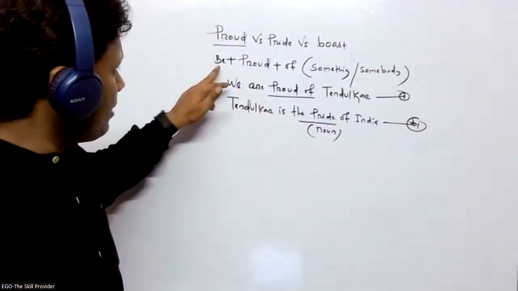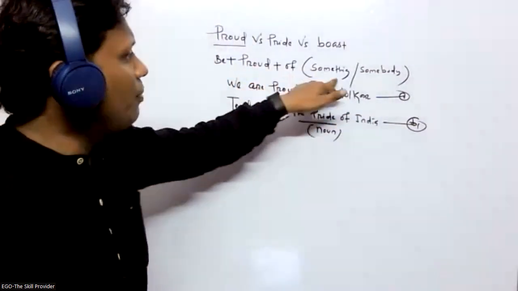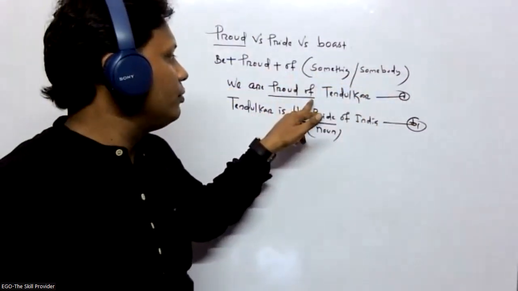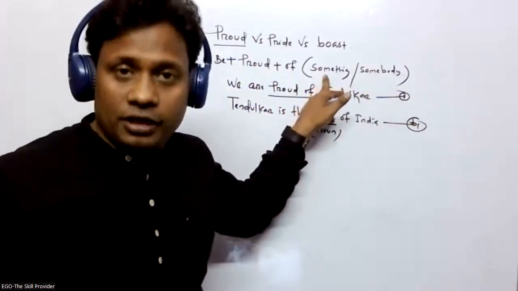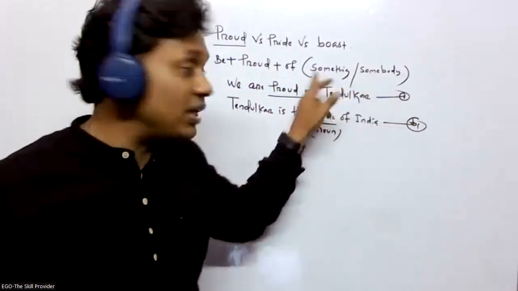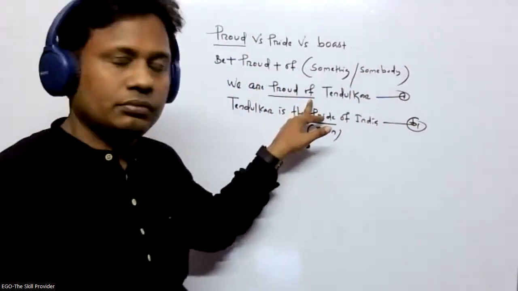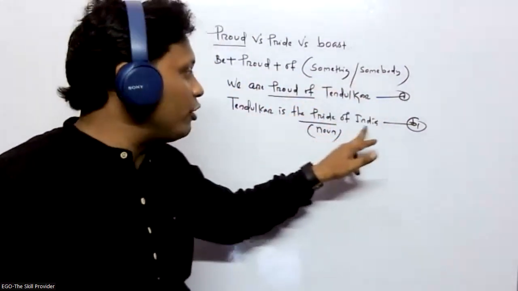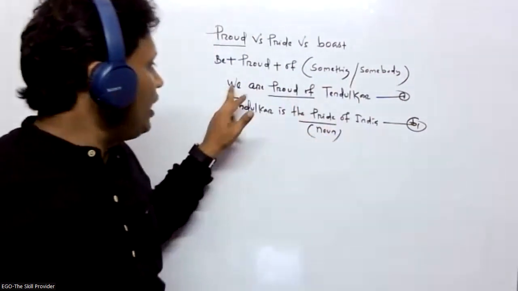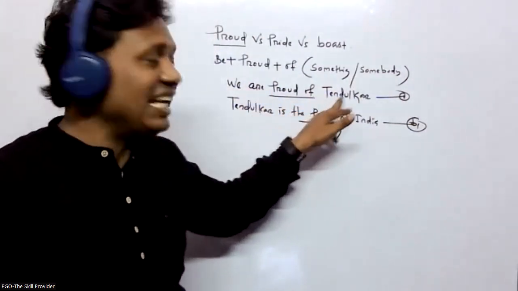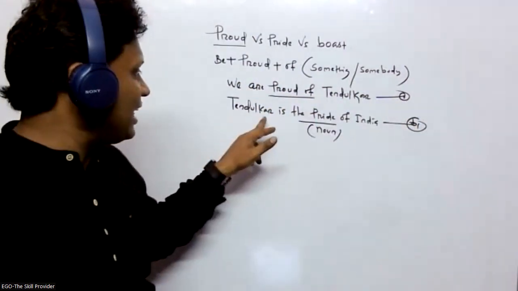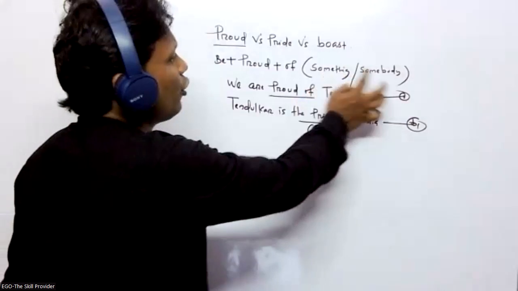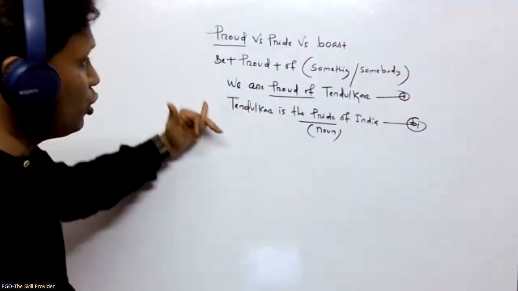So check out the example. Be plus proud of something or somebody. You can say, we are proud of Ruchi Masala because Ruchi Masala is the pride of Odisha. We are proud of Indian cricket team. Indian cricket team is the pride of India. So like that, whether it is something or somebody, always the structures will be like this.